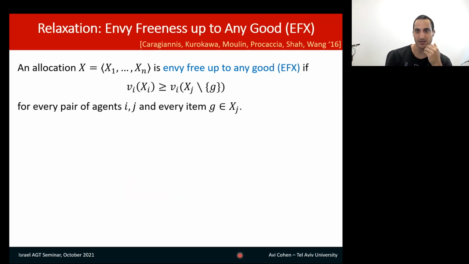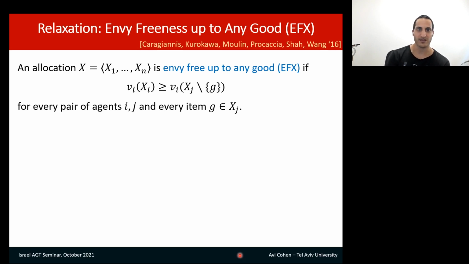And arguably, the closest relaxation to actual Envy-Freeness is Envy-Freeness up to any good, EFX, which we study in this work. An allocation is envy-free up to any good, or EFX for short, if for any two agents, agent i prefers her own bundle xi to the bundle of agent j minus any item g from that bundle. So it's possible that i envies j, but if we remove one item from the bundle of j, regardless of what item it is, there will be no envy.